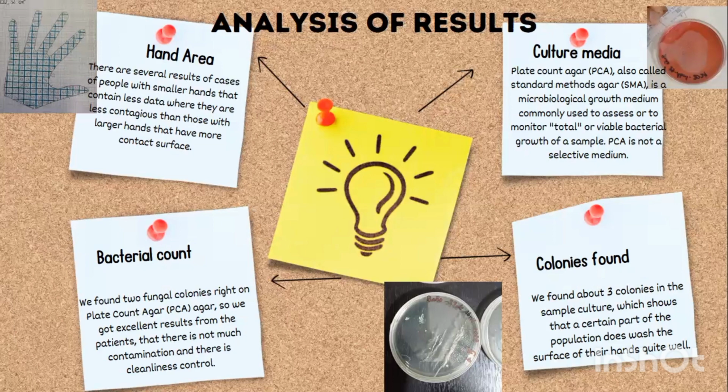We found two fungal colonies on the plate count agar, PCA agar. So we got excellent results from the patients, showing that there is not much contamination and there is cleanliness control. We found about 3 colonies in this plate, number 2 of the right hand, which shows that a certain part of the population washes the surface of their hands quite well.